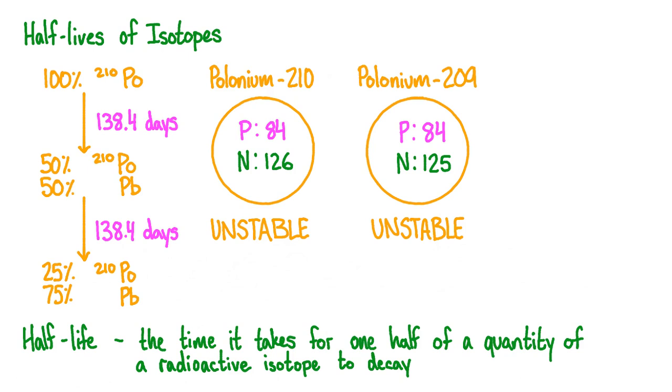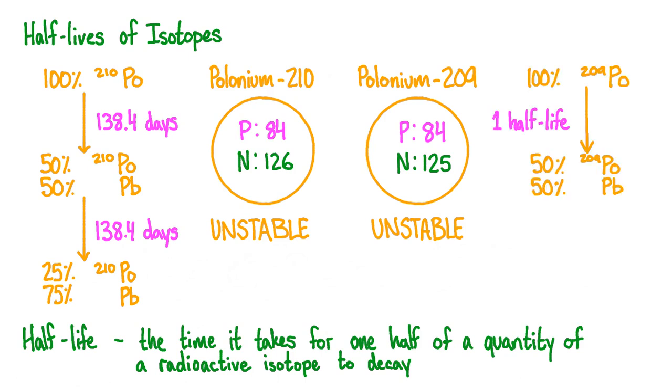If we wait another half-life, or another 138.4 days, the amount of polonium-210 will be cut in half once again, this time down to 25% remaining. Every 138.4 days, half of the remaining polonium-210 will decay into lead. This is how it works for any radioactive element or isotope. The half-life is the time it takes for half of a sample of that element or isotope to decay.